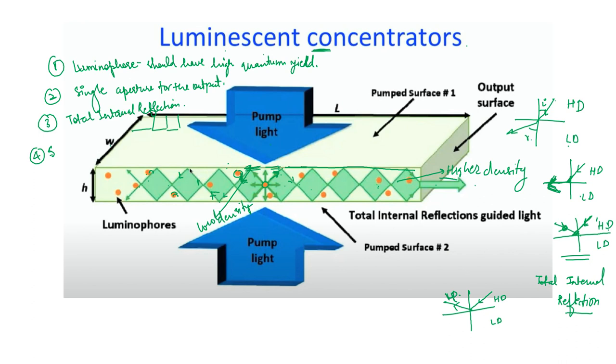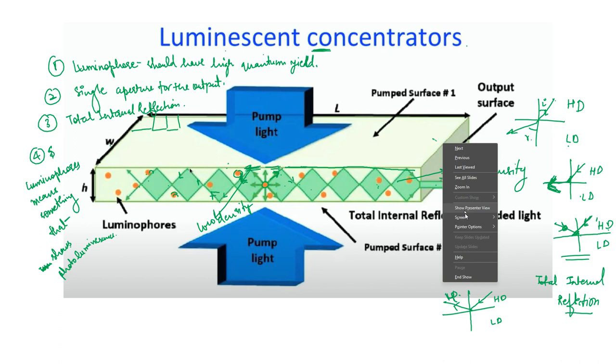Luminophores means something that undergoes photoluminescence, or that shows photoluminescence. Okay, so I'll just rub this so that the diagram is quite clear to you, and if you have any doubts, you can just ask.